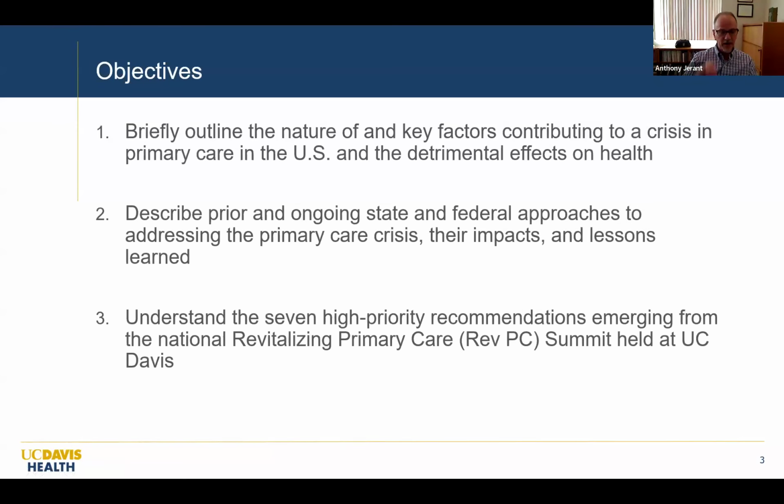These are the objectives. So very briefly, I'm going to outline, I think it's important to make sure we're all on the same page about the nature of and the key factors contributing to the crisis. I know many of you know a lot about this, some might know a little bit less, and its detrimental effects on health in this country. And then very briefly on some prior and ongoing state and federal approaches to addressing the crisis. And then really going to focus at the last part on understanding 7 high priority recommendations emerging from a national summit that we held called Rev PC, or Revitalizing Primary Care, here at UC Davis last year with national representation.